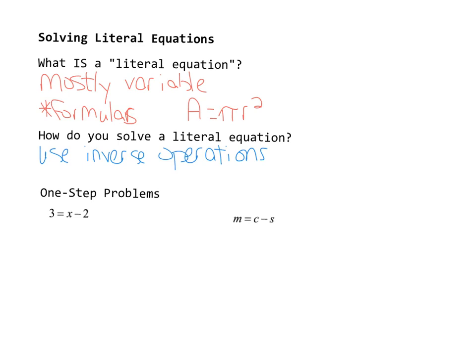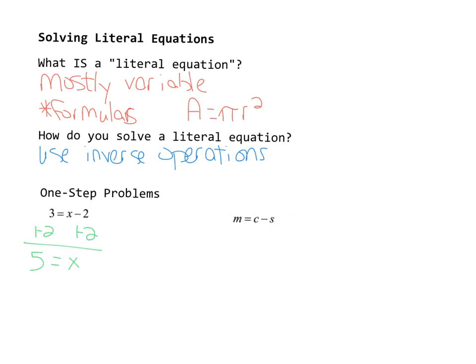Okay, so let's look at one we know how to solve without any problems. 3 equals x minus 2. So if I'm solving for x here, I look for my variable. I'm trying to isolate it. I'm subtracting 2, so I'm going to add 2 to both sides of the equal sign. And I get x equals 5, right? No problem.